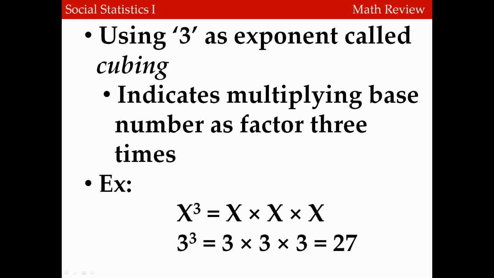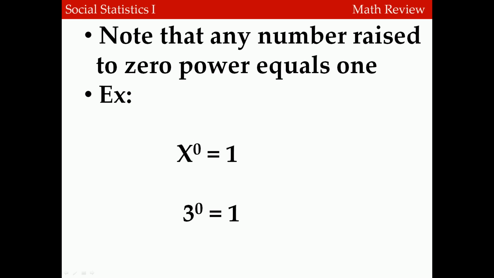Using a 3 as an exponent is called cubing, and that indicates multiplying the base number as a factor 3 times. So as an example of that, x cubed is going to be equal to x times x times x. 3 to the third is going to be equal to 3 times 3 times 3, or 27. And then note that any number raised to the 0 power equals 1. So x to the 0 power equals 1, 3 raised to the 0 power equals 1, etc.